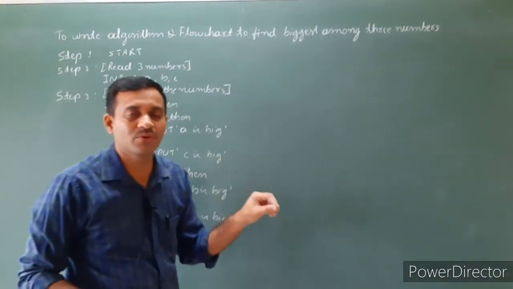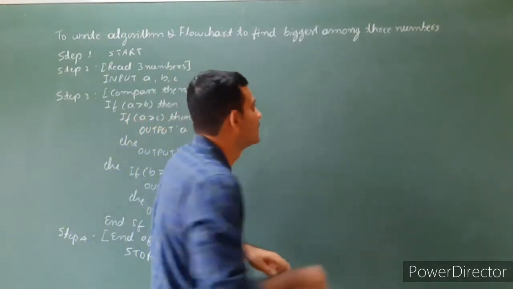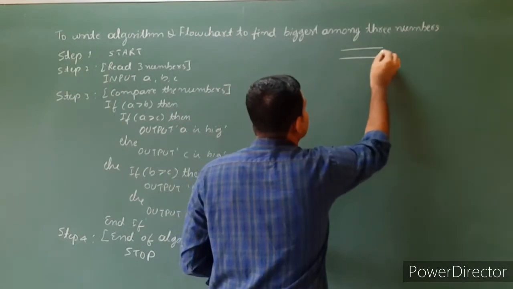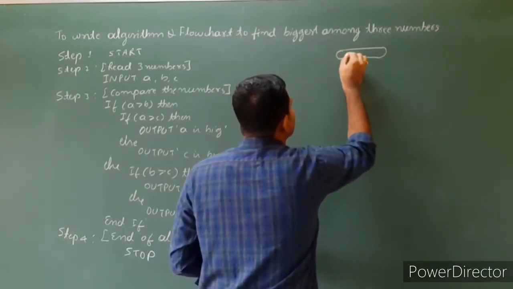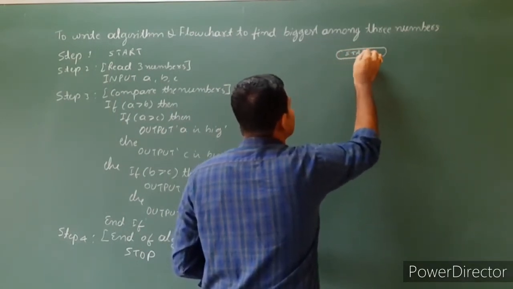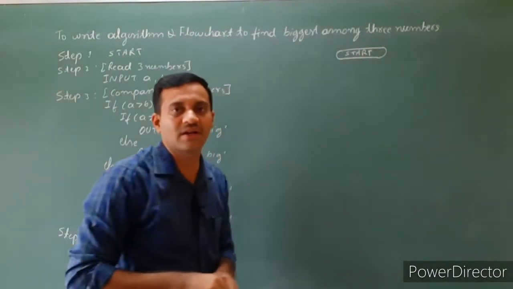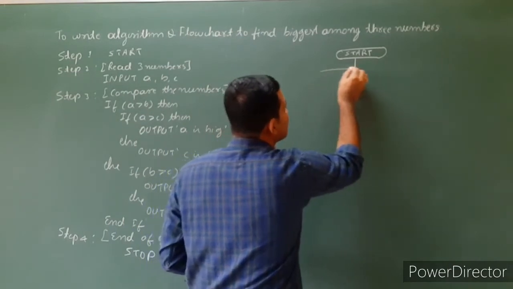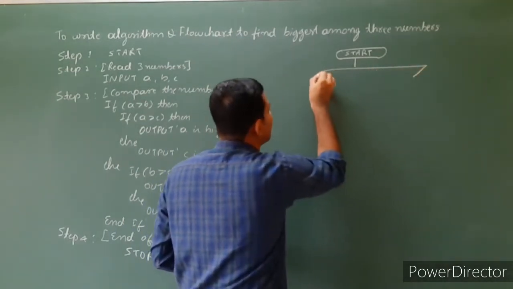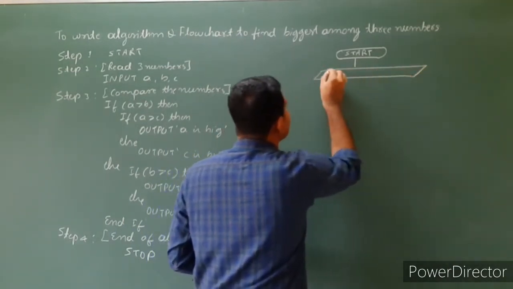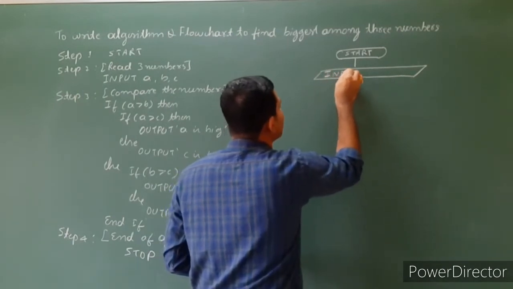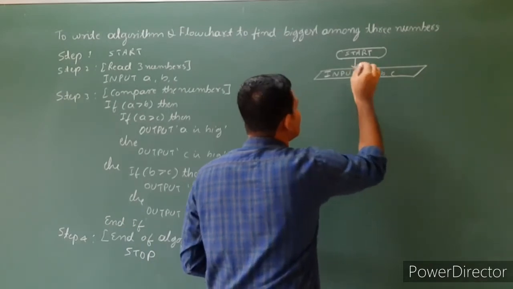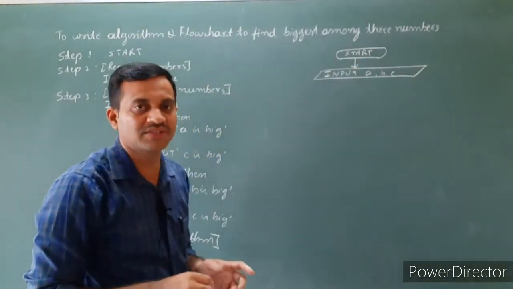Let's write the flow chart for the same program. To represent start and stop, we use the oval. It marks the beginning of the program or algorithm start. Then we read three numbers. To read three numbers, we use a parallelogram. Input A, B, C. Input three numbers A, B, C.